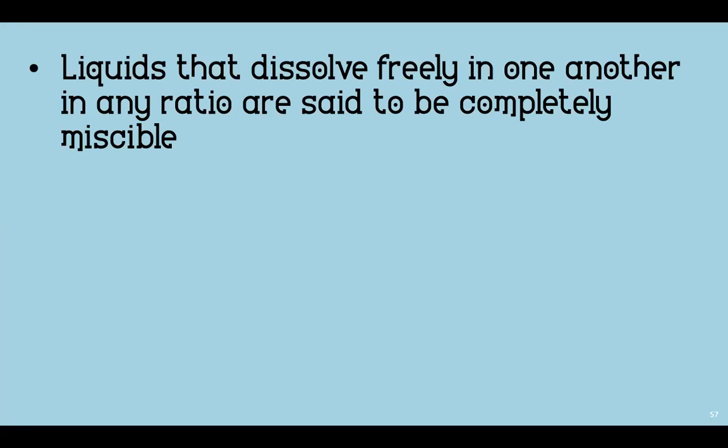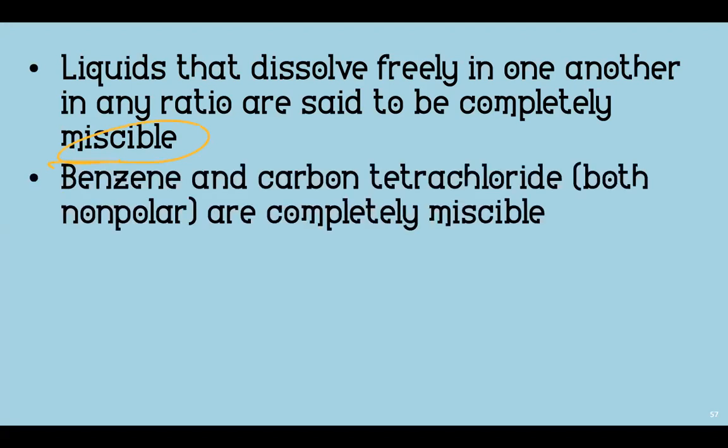Liquids that do dissolve freely in one another in any ratio, as I explained before, are called miscible. So 2 examples of nonpolar liquids are benzene and carbon tetrachloride. Carbon tetrachloride, you should remember how to name that, is CCl4. Tetra is 4. It tells you how many chlorine atoms there are. If there's no prefix on carbon, it implies that there is 1. Benzene, I don't remember the chemical formula for, but it looks like this.